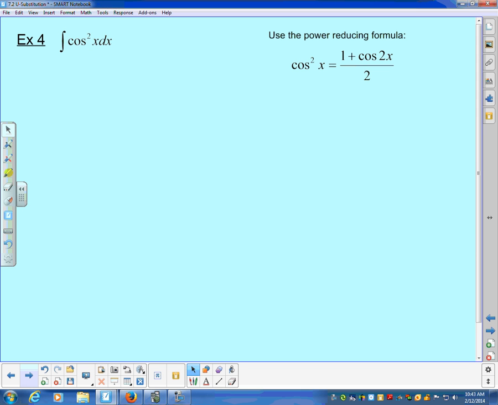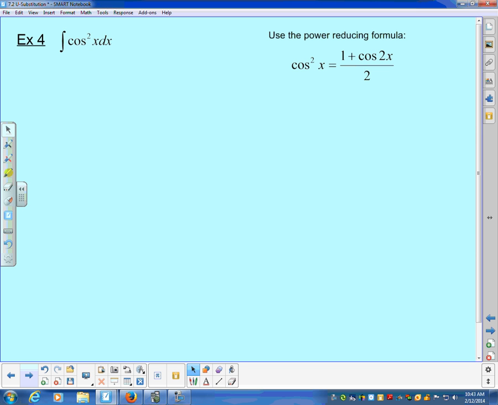This goes back to the power reducing formula. I just gave this to you. I didn't think you'd probably remember it here. But the power reducing formula does just that. It reduces it from second degree down to first degree. And we can integrate a first degree cosine function. So you'll need to write this down.